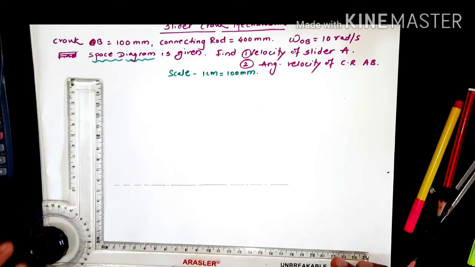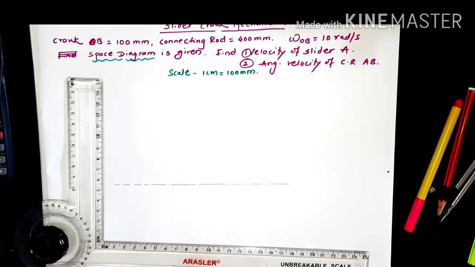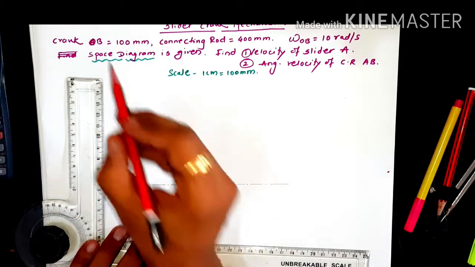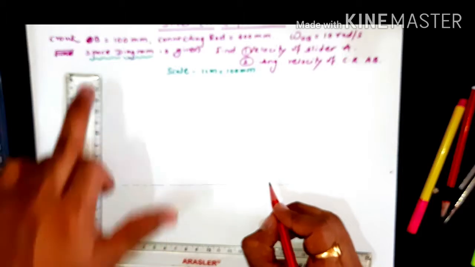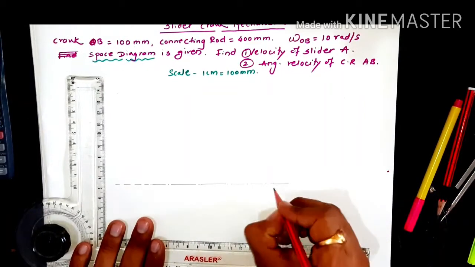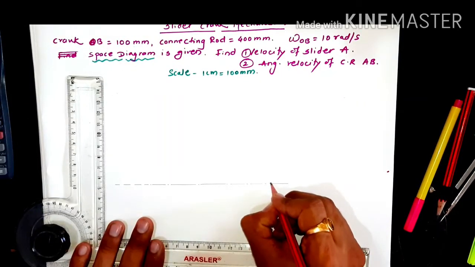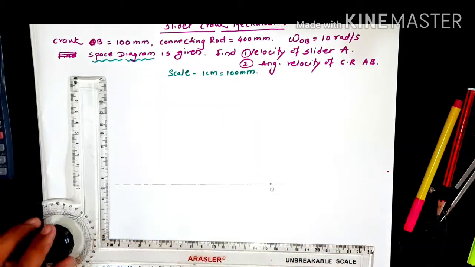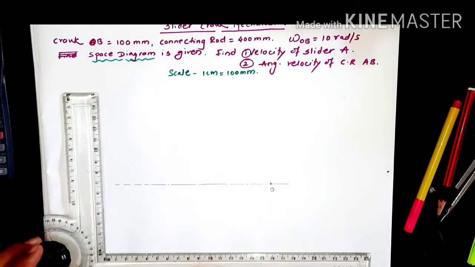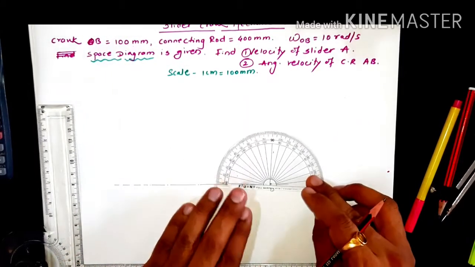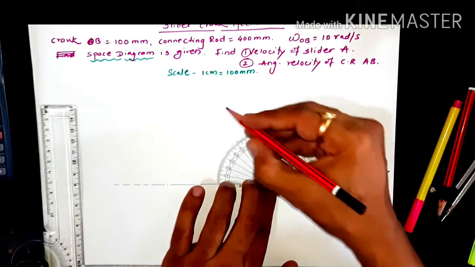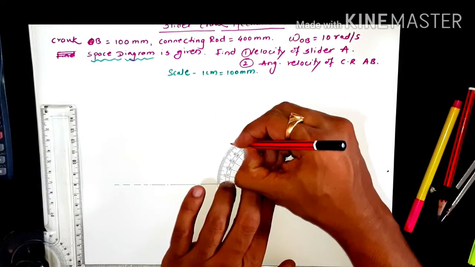Now, as per the given diagram, the distance of AB is given. So let me consider that OB is given, 100 mm, and it is lying at 45 degrees. So this is point OB. Again I am repeating, the space diagram's structure is given, so accordingly I am drawing OB at 45 degrees.